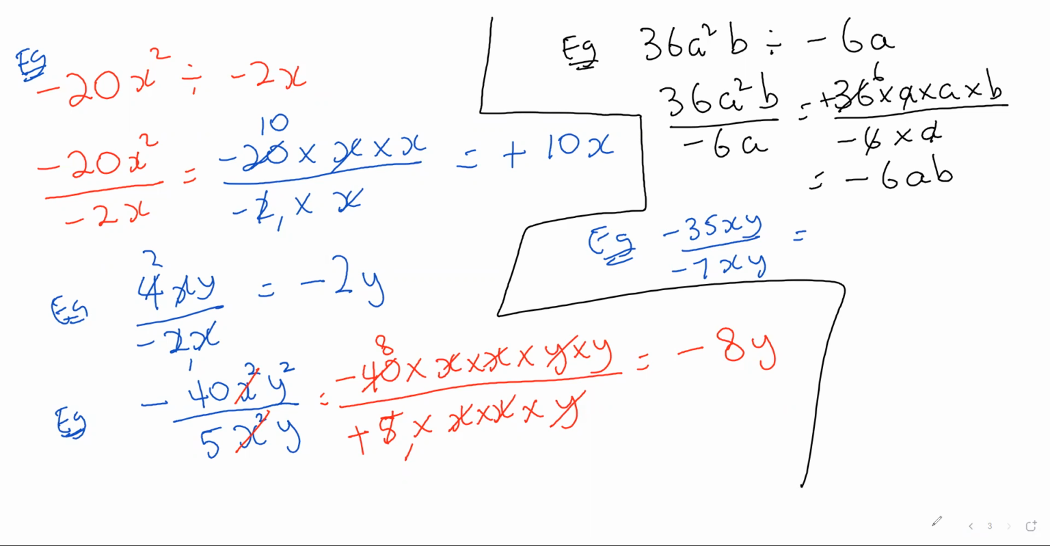Negative divided by negative. Kyla? Go ahead. Positive. Positive, right? Good. So positive, and then we have 35 over 7 is how much? 5. 5. Good. And then we have xy over xy cancels off. Let us give you a 1, right?